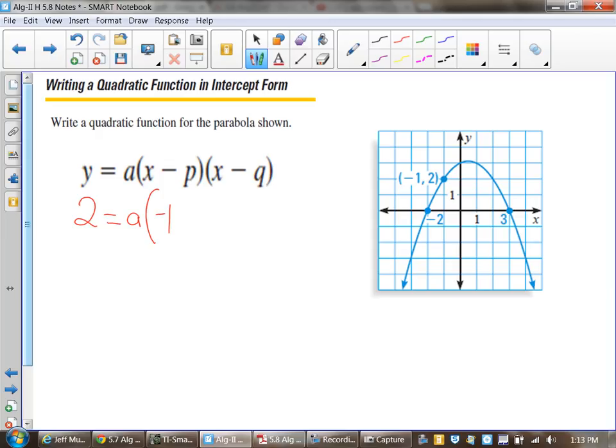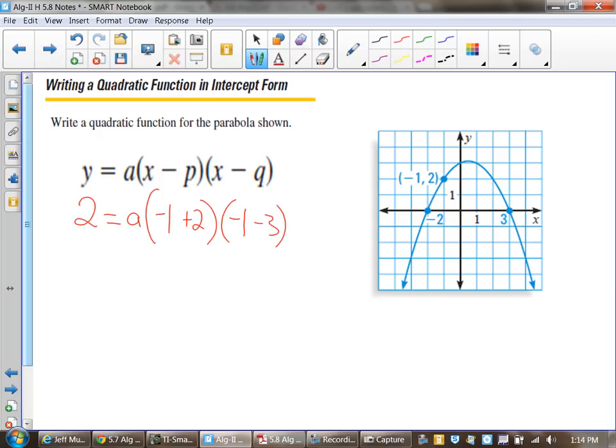What's my p value? Does it matter which one's p and which one's q? So can I write minus a negative 2 and write plus 2? And then just do the same thing. Negative 1 minus 3. Once again, solve for a.